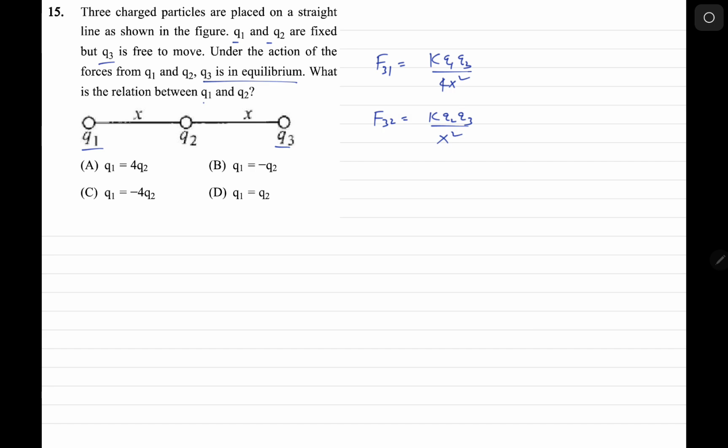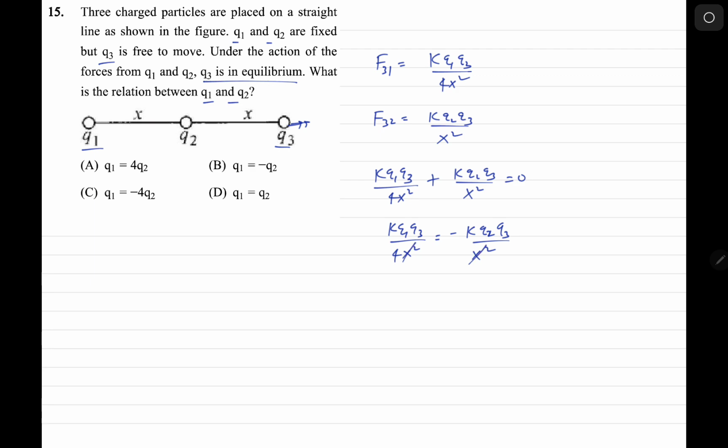So what is the relation between Q1 and Q2? Just equate them. Both forces are in the same direction, so K Q1 Q3 by 4h square plus K Q2 Q3 by h square equals 0. So one has to be negative here. K Q1 Q3 by 4h square equals minus K Q2 Q3 by h square.